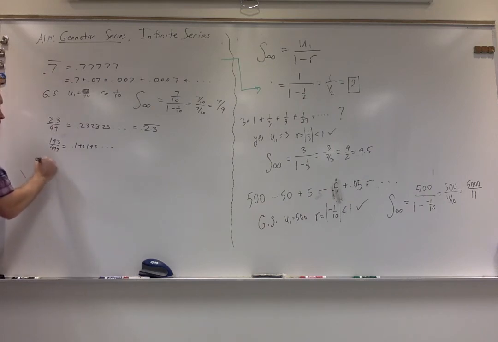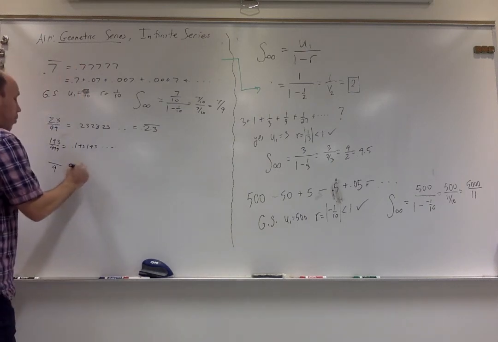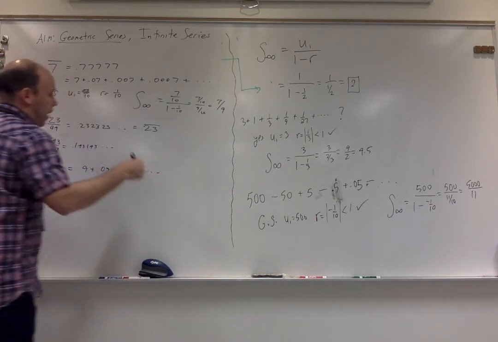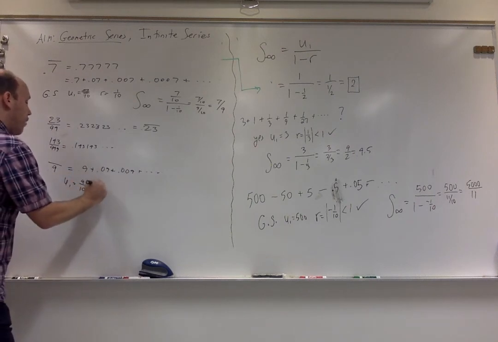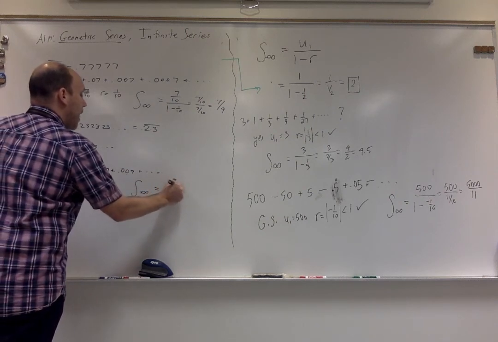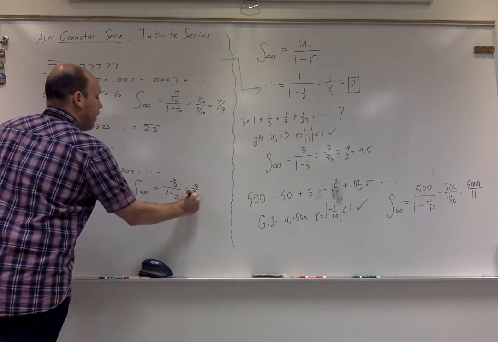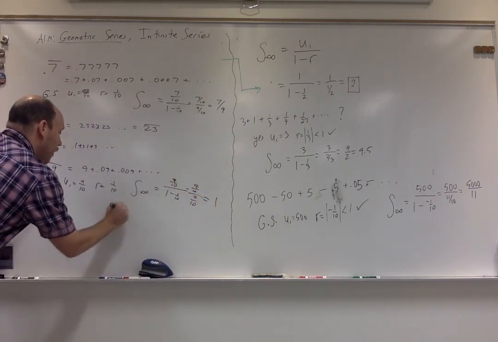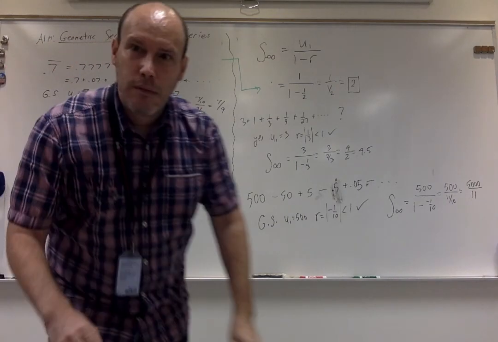What is 0.9 repeating? It's 0.99999. You can say, okay, it's 0.9 plus 0.09 plus 0.009. You say, okay, Mr. Adler, fine. The first term is 9 over 10. The common ratio is 1 over 10. The formula says 9 over 10 divided by 1 minus 1/10. 9 over 10 divided by 9 over 10, and that equals 1. And that's why 0.9 repeating equals 1.